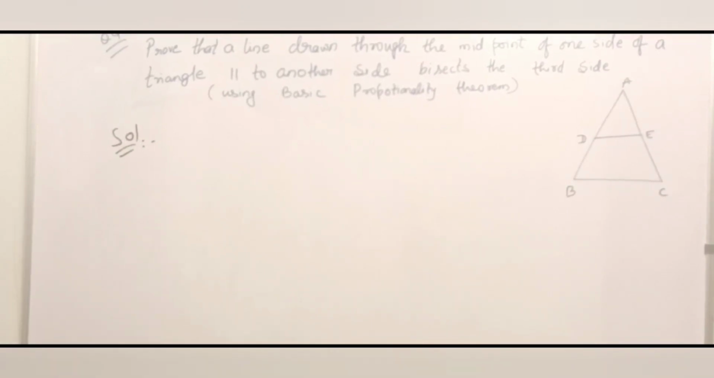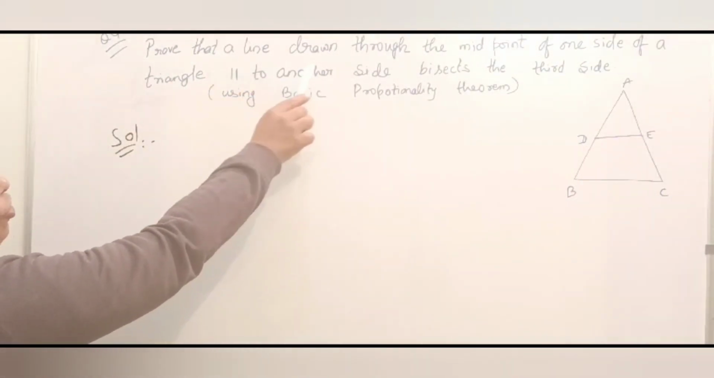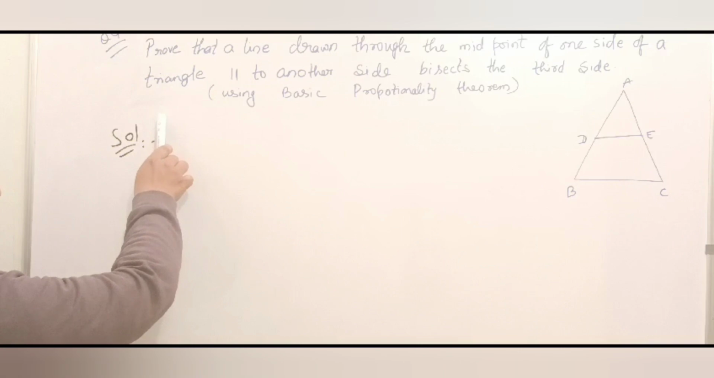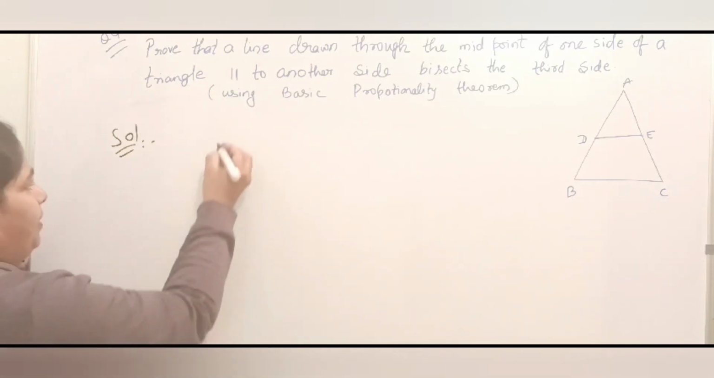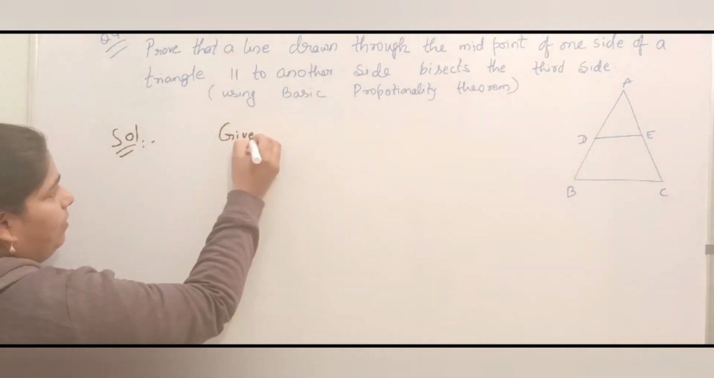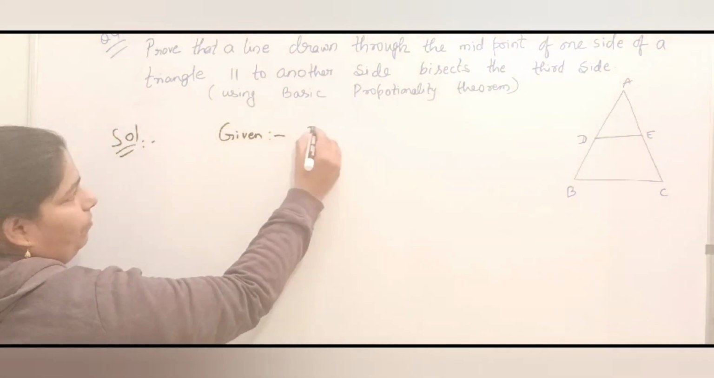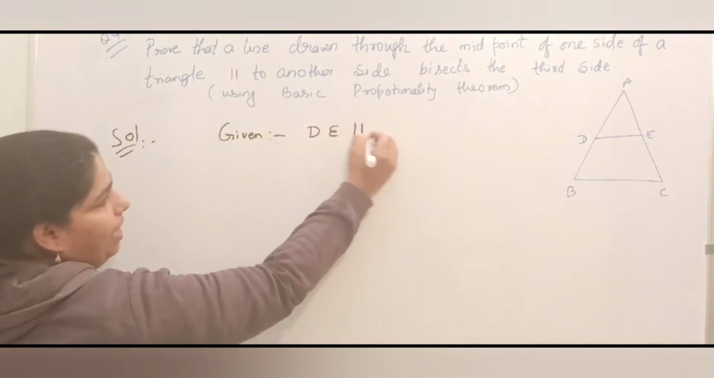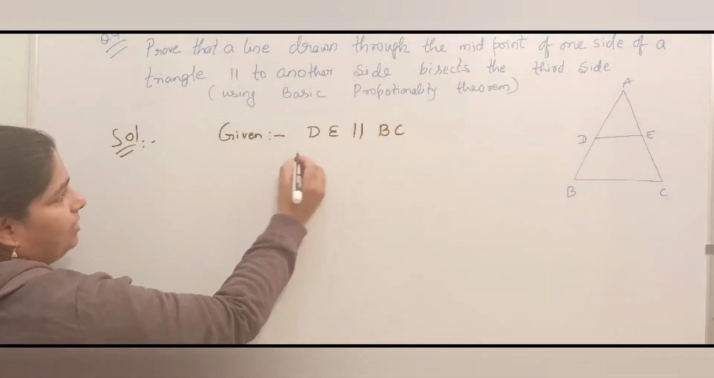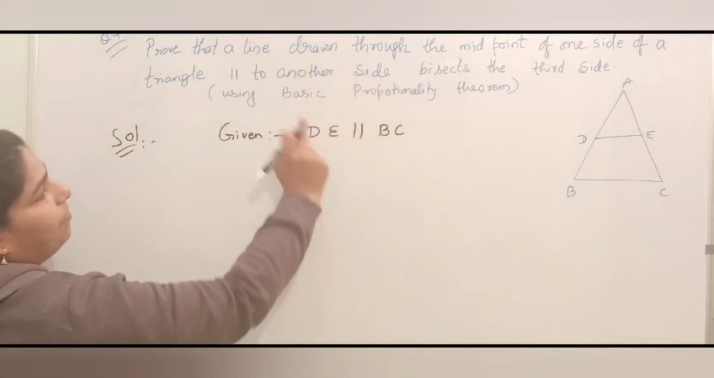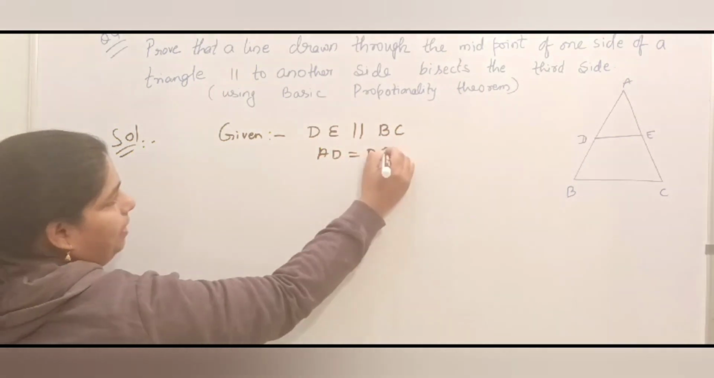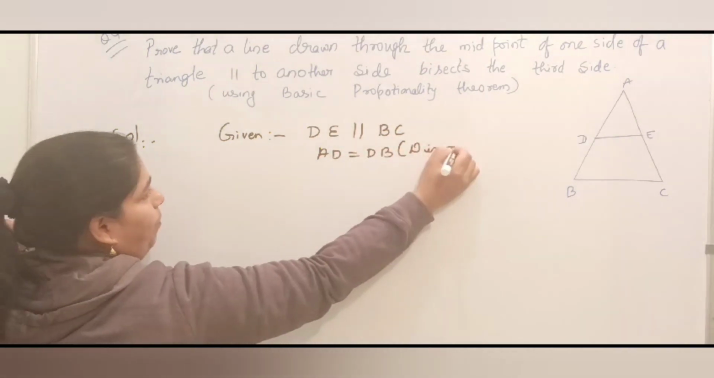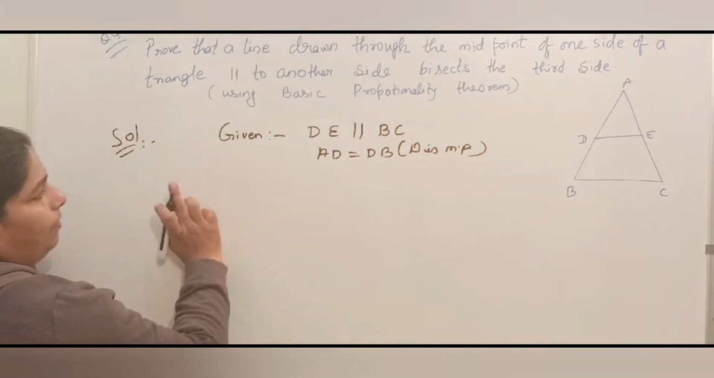Now we will see question number 4. Question number 4 states: prove that a line drawn through the midpoint of one side of a triangle parallel to another bisects the third side. Okay, that means here, what is the given value? That we have taken triangle ABC, DE parallel to BC, it is given. Second thing, that one side has a midpoint, that means AD is equal to DB, that means D is the midpoint. Okay, that is the given value.